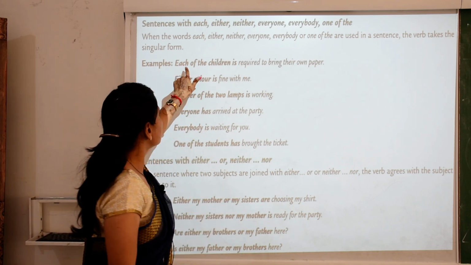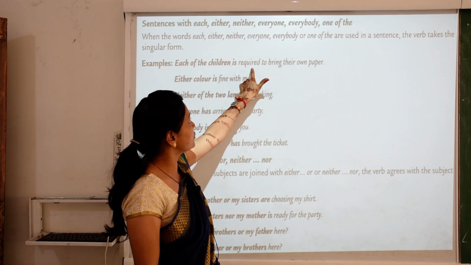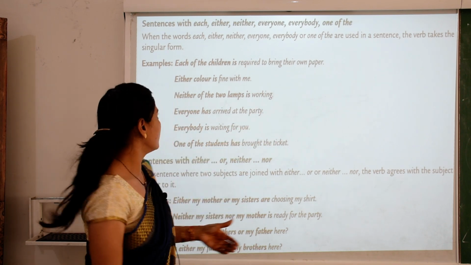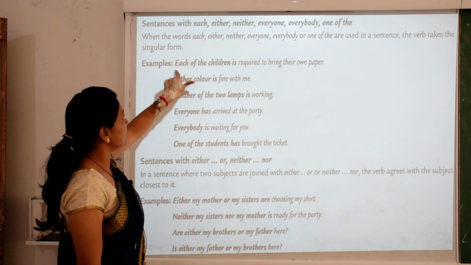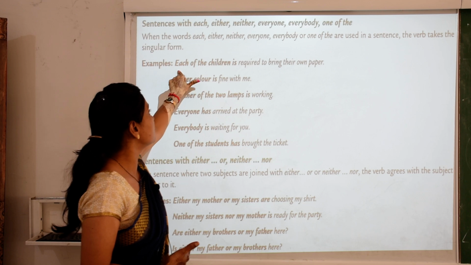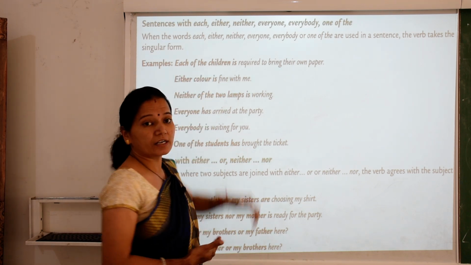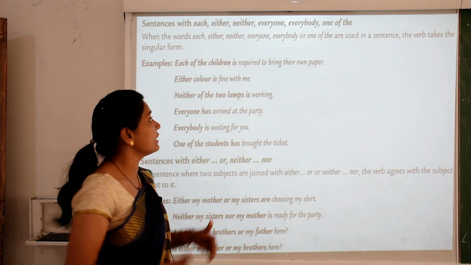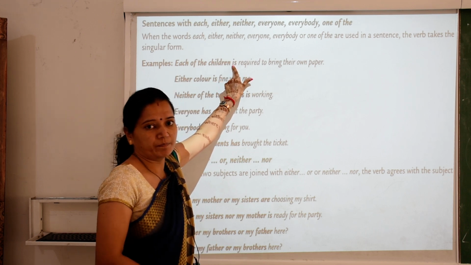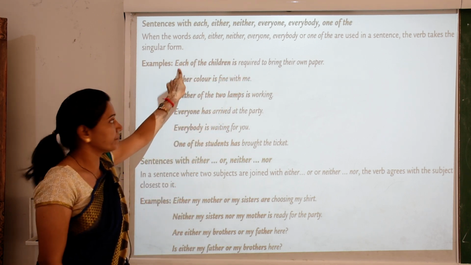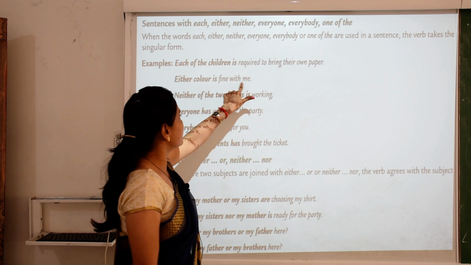Let's read the sentence. Each of the children is required to bring their own paper. So as you can see here, each has come in the sentence. Children is in the plural form, but we have to write a singular verb, because each has come. Either color is fine with me.